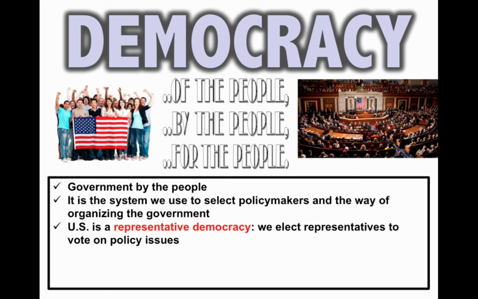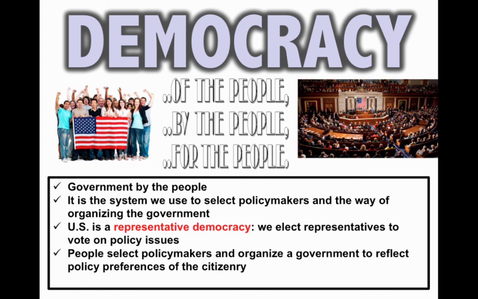And an important thing to keep in mind is the U.S. is a representative democracy. In other words, we elect representatives to vote on policy issues. We don't all go down to D.C. and vote, but we vote for these representatives to act on our behalf. And so when people vote, people are selecting policymakers and organizing a government to reflect policy preferences of the citizenry.